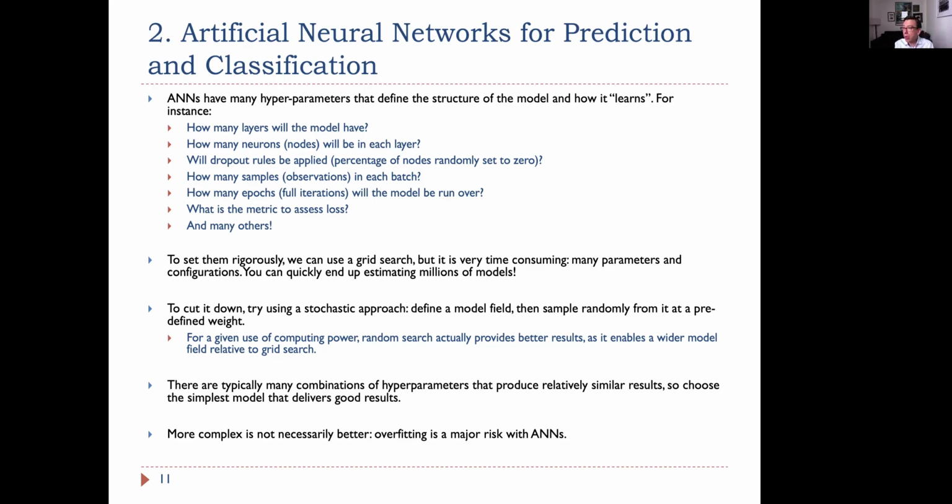How are we going to assess loss? Which function are we going to use? And then, of course, there's a whole bunch of others that I'm not even going through. Now, when I describe it like that, you hopefully think to yourselves, aha, if there's no magic in setting these, if there's not a formula that I can apply, maybe I just use a grid search.